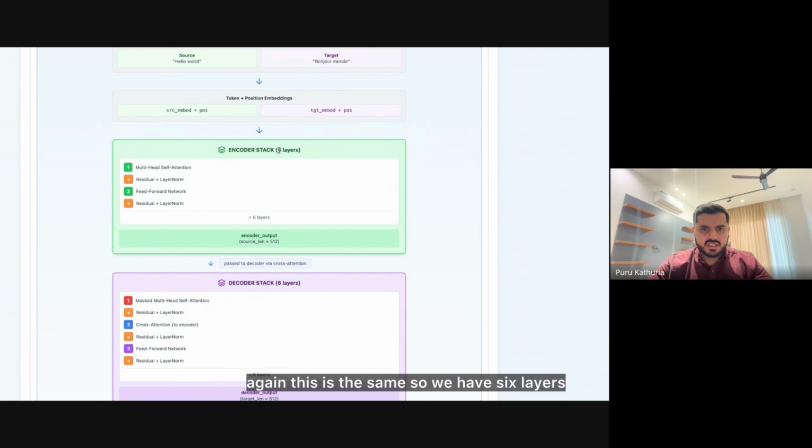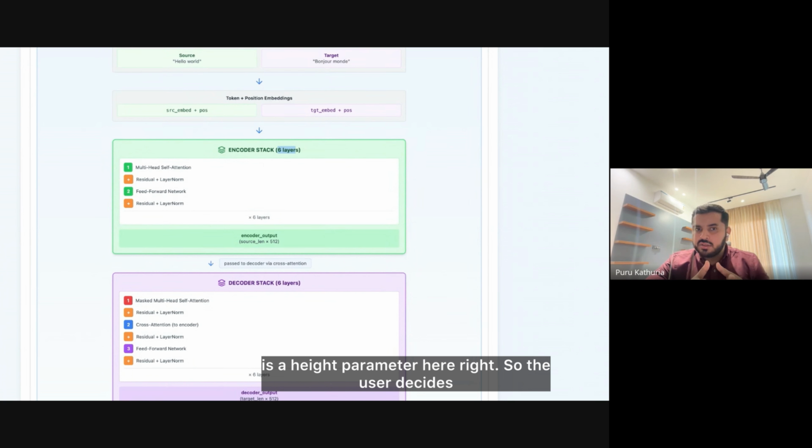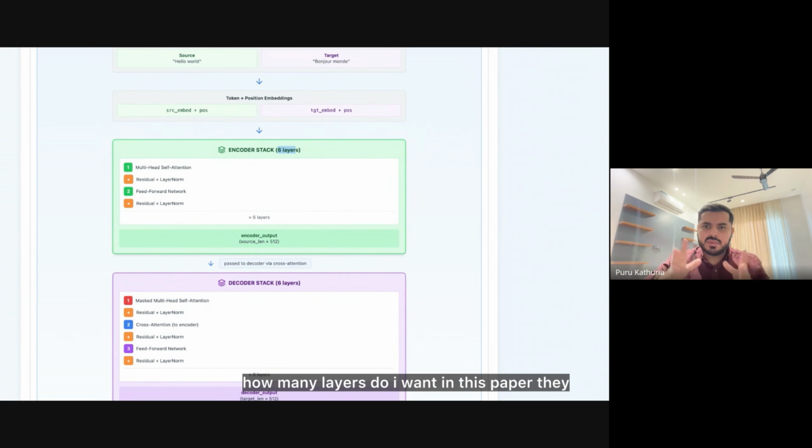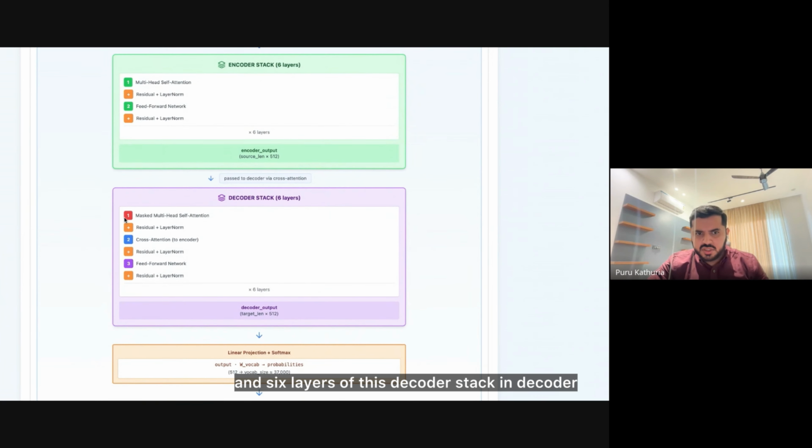So we have six layers in each stack. Six is a hyperparameter here, right? So the user decides how many layers they want. In this paper, they have taken six layers of the encoder stack and six layers of the decoder stack. In the decoder stack, we can see that we have masked multi-head self-attention. I think we've also discussed the idea of causal masking, which is also very relevant and prevalent in the GPT family and in all decoder-only stacks.